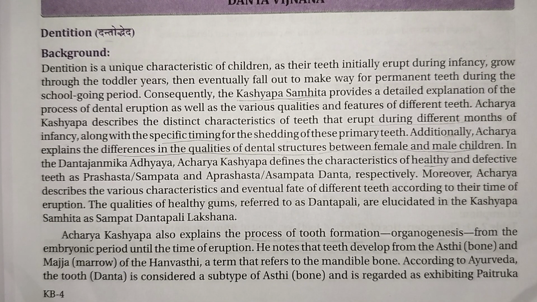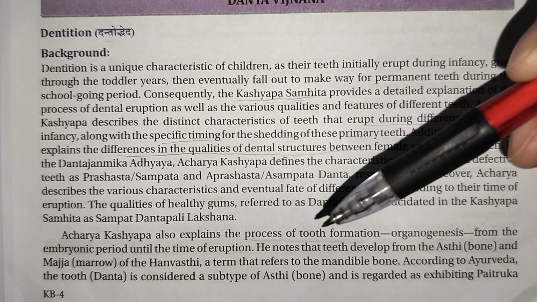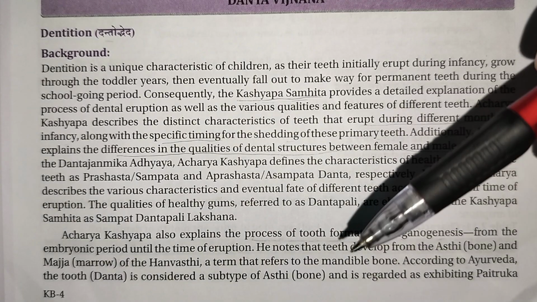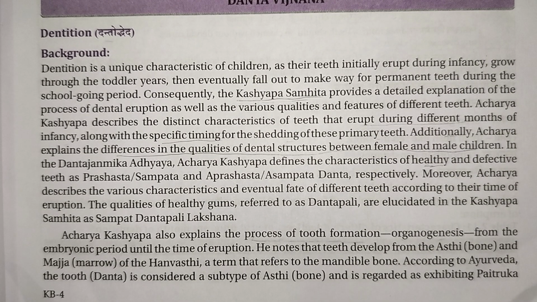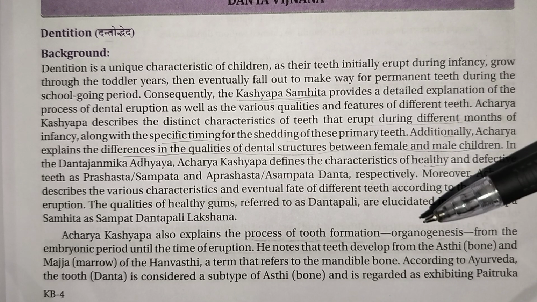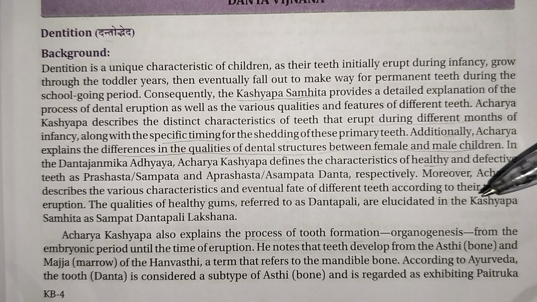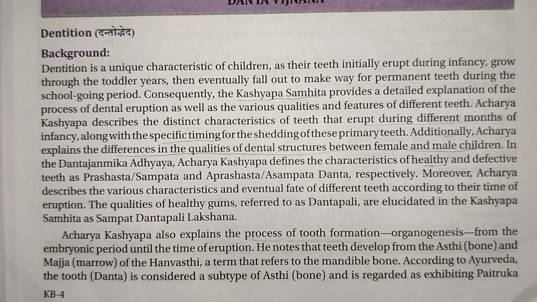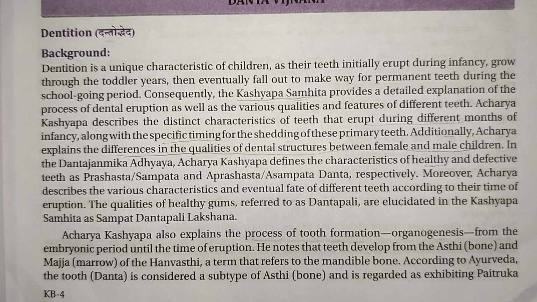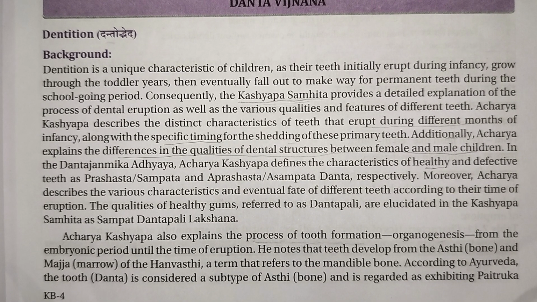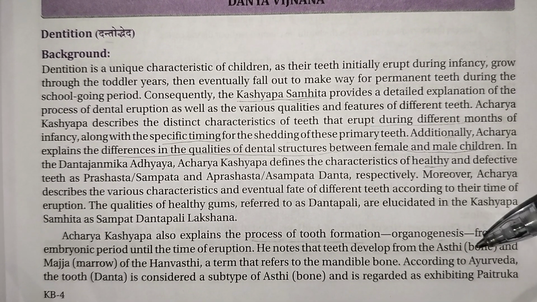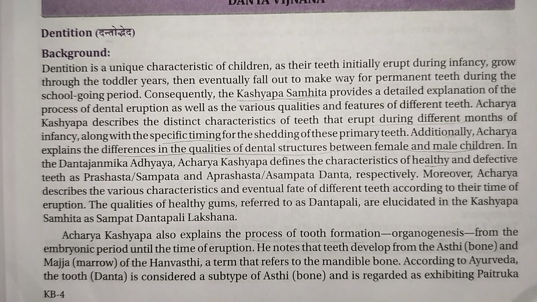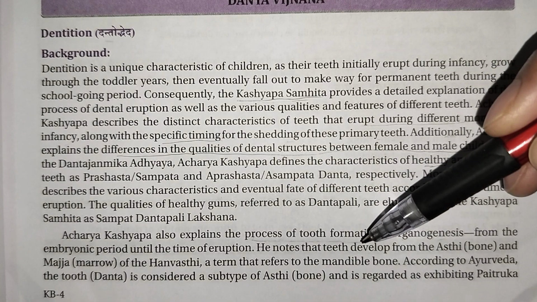In raw words, he says that the teeth develop from the asthi, the bone, and majja. Kashyap has noted that the teeth form from the asthi, as well as the majja, that is the hanvasthi, the mandible bone, right? So danta has been formed from the combination of these things. According to Ayurveda, the tooth is considered a subtype of asthi, in the dhatugat utpatti, an upadhatu. So we have seen that the teeth are a byproduct of the asthi bone, and these things have been explained in detail by Acharya Kashyap in the Kashyap Samhita.